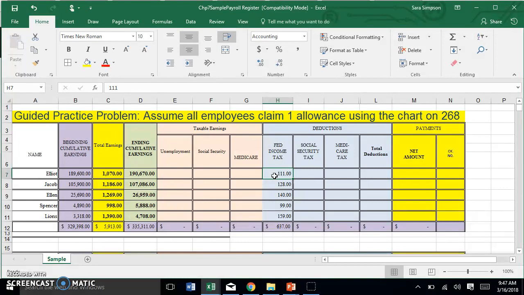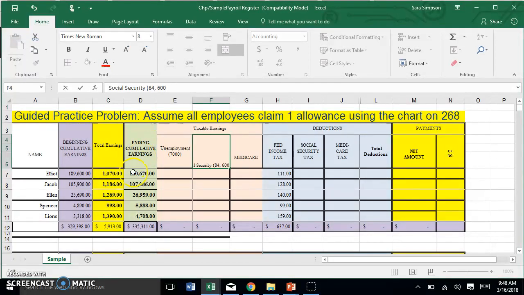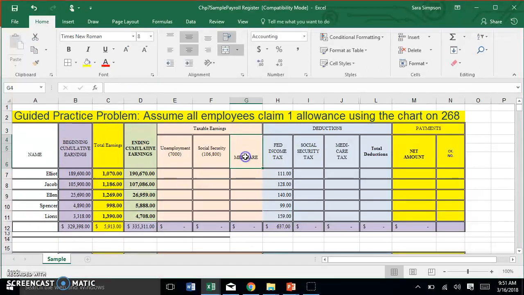It's less than $1070, but in that range, and it would tell you that Elliot has to pay $111 in federal income tax. So the orange section is telling us how much of Elliot's $1070 is taxable, and there are certain caps on each tax. Unemployment tax is the first $7,000 that someone makes. Social Security, we are going to use the book figure of $84,600. I apologize, this is $106,800 is the cap. And that means that anyone who makes more than $106,800 does not have to pay Social Security tax anymore.